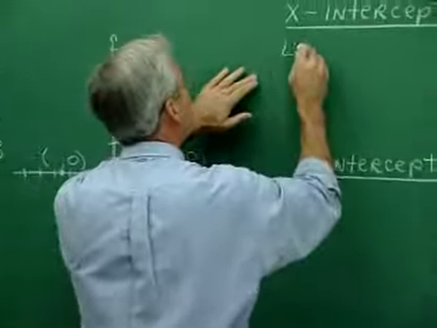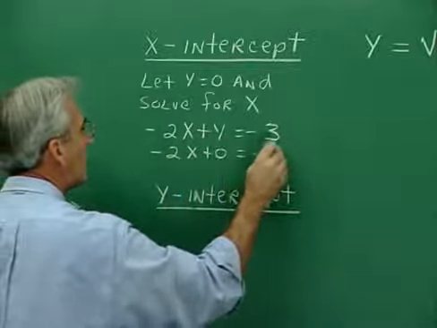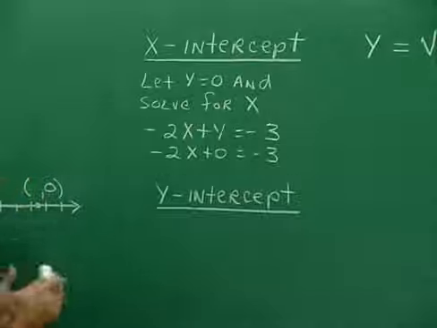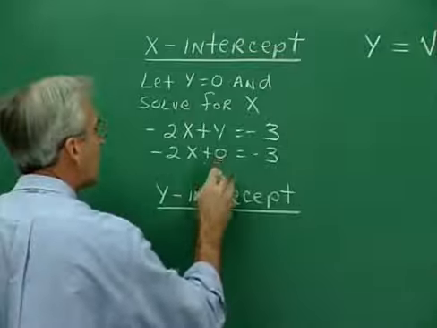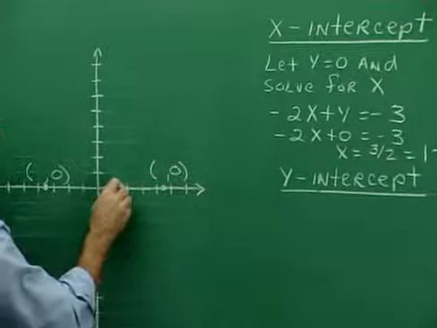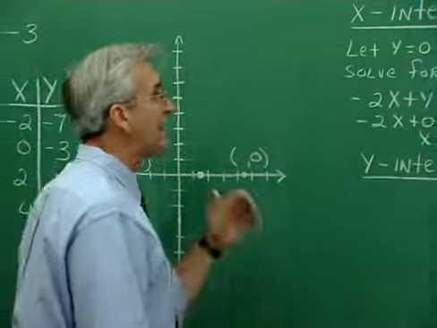If we're talking about the equation we just looked at, I'll use the original form of the equation. It's negative 2x plus y equals negative 3. And if we let y be 0, we have negative 2x plus 0 equals negative 3. And now it's fairly easy to solve for x. We divide on both sides by negative 2 to find x to be 3 over 2, which is 1.5. And then we could actually plot that point. Now that's the point (1.5, 0), so that point was right here. Okay, so the x-intercept is the point (3/2, 0).